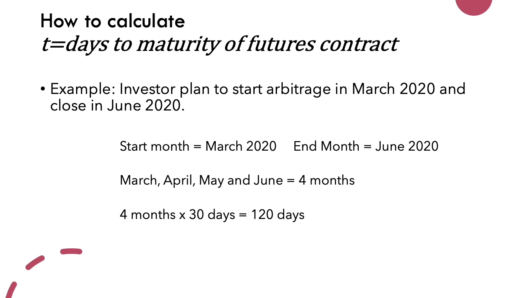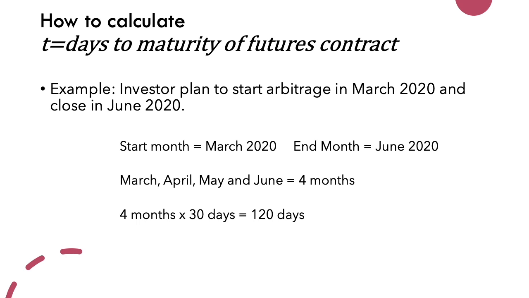So this is an example of how to calculate T, which is days to maturity of the futures contract. Let's say an investor plans to start arbitrage in March 2020 and close in June 2020. So the start month is March, the end month is June 2020. So from March to June, we have 4 months, which is March, April, May and June.